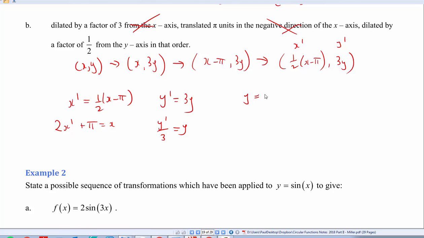We started with y equals sine x, and so what we're going to do is sub in these things here. So we've got y dash on 3 is equal to sine of 2x dash plus pi. Now we're going to drop the dashes and make it a function in its own right, and I'm going to transpose it at the same time. Y equals, I'm going to multiply both sides by 3, sine of 2x plus pi.